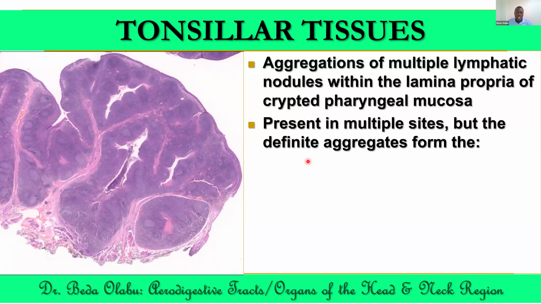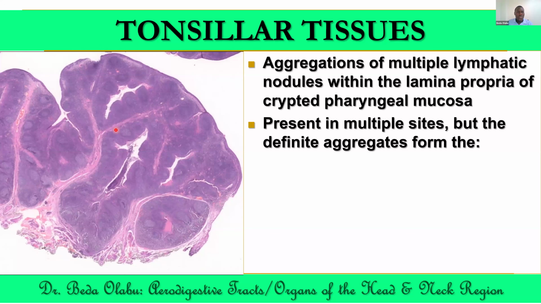So this tonsillar tissue is basically present in multiple sites, as I've already mentioned: at the roof of the nasopharynx, on either lateral wall of the nasopharynx as tubotonsils, on either side of the oropharynx as palatine tonsils, and on the dorsum of the tongue as linguotonsils.